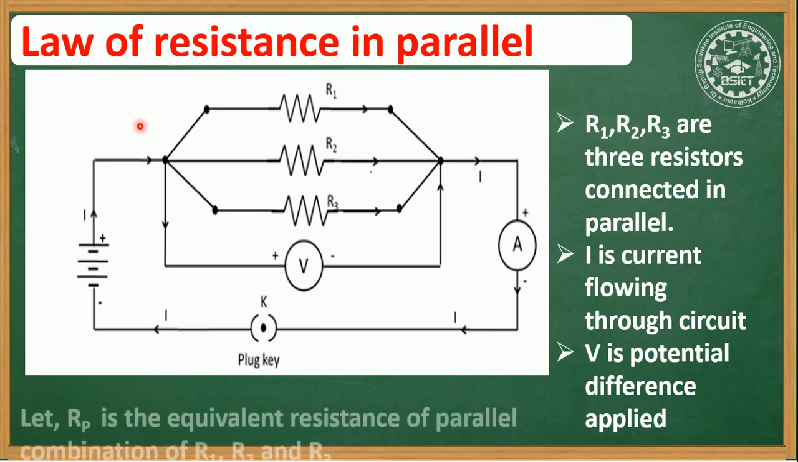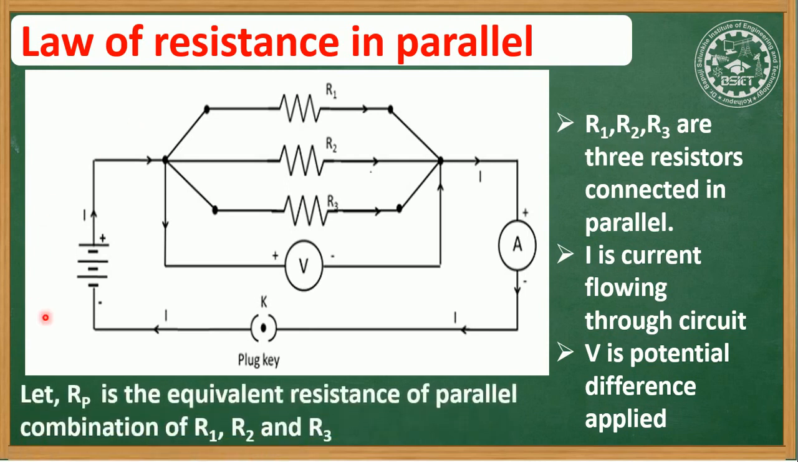Let us look at what happens. Let Rp be the equivalent resistance of the parallel combination of R1, R2 and R3. Rp is the equivalent resistance, means how this parallel combination of R1, R2 and R3 affects the circuit in total.